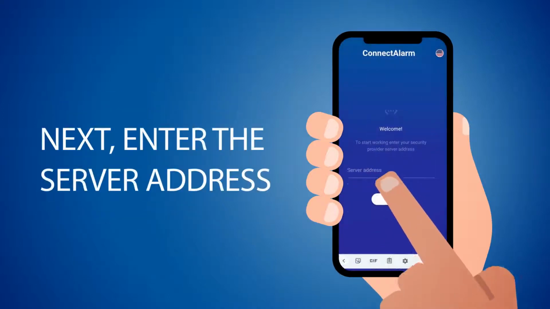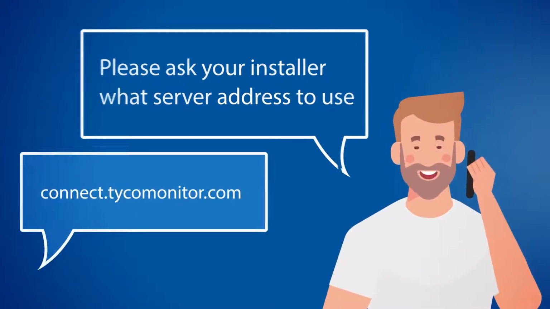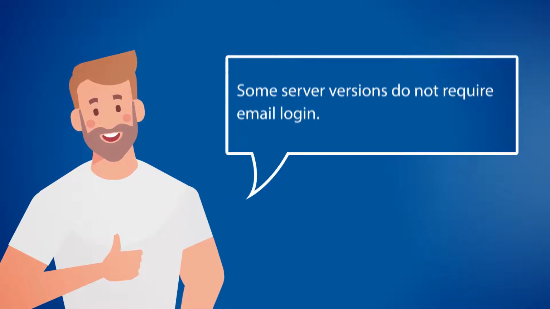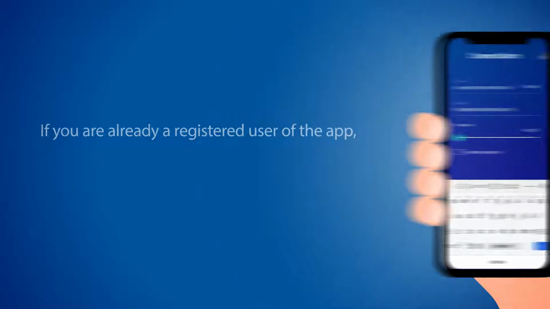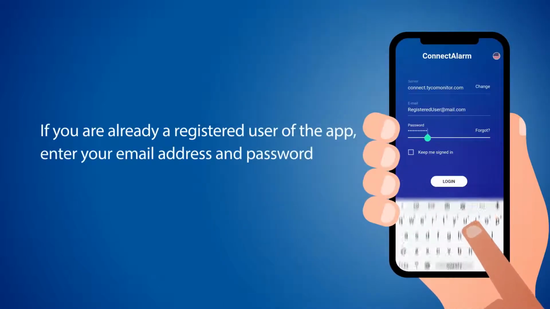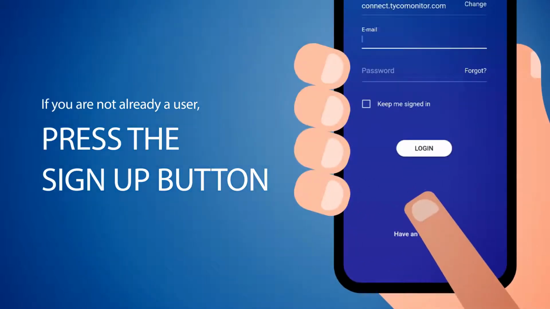Next, enter the server address. Please ask your installer what server address to use. Some server versions do not require email login. If that's the case with your server, please skip the process. If you are already a registered user of the app, enter your email address and password and press the login button. If you are not already a user, press the sign up button.